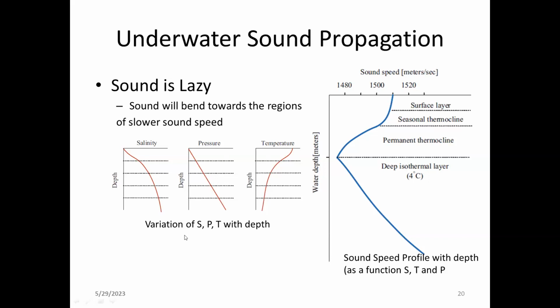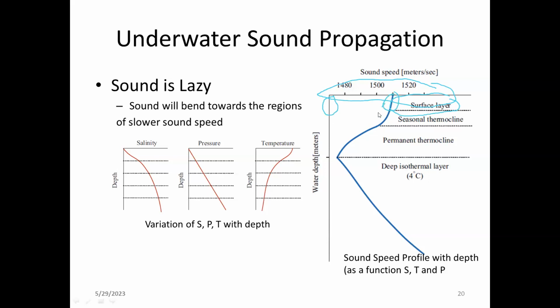Now, the thing is that with the variation of salinity, pressure, and temperature, there is a change in the speed of sound as well. On the right-hand side, there is a graph which shows you the speed of sound underwater at different water depths. On the x-axis, it is telling you the speed of the sound, which is 1480 or 1500 or 1520 meters per second. At the surface level, which is near this depth, the speed of the sound, due to the particular profile of salinity, pressure, and temperature, is around 1510.